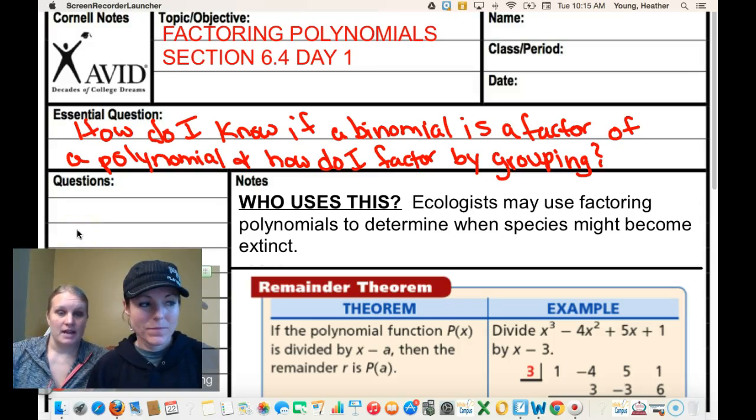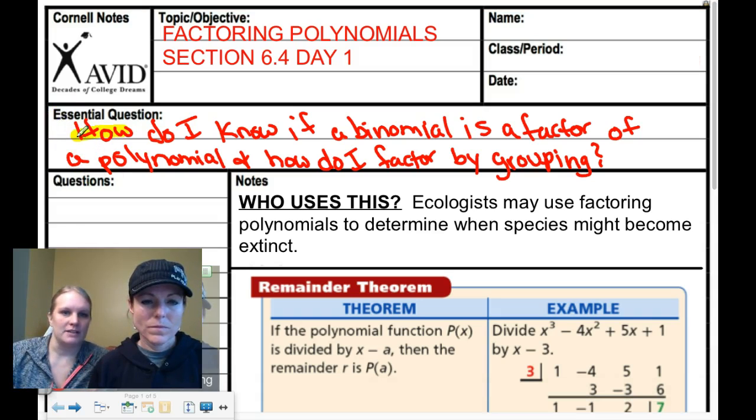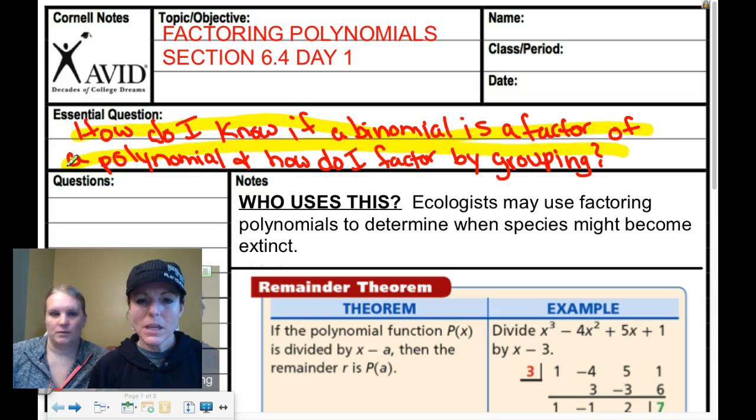All right, so today is a two-day lesson. So day one, we are factoring polynomials. Our essential question for today is, how do I know if a binomial is a factor of a polynomial? And how do I factor by grouping? So we're going to do two things.